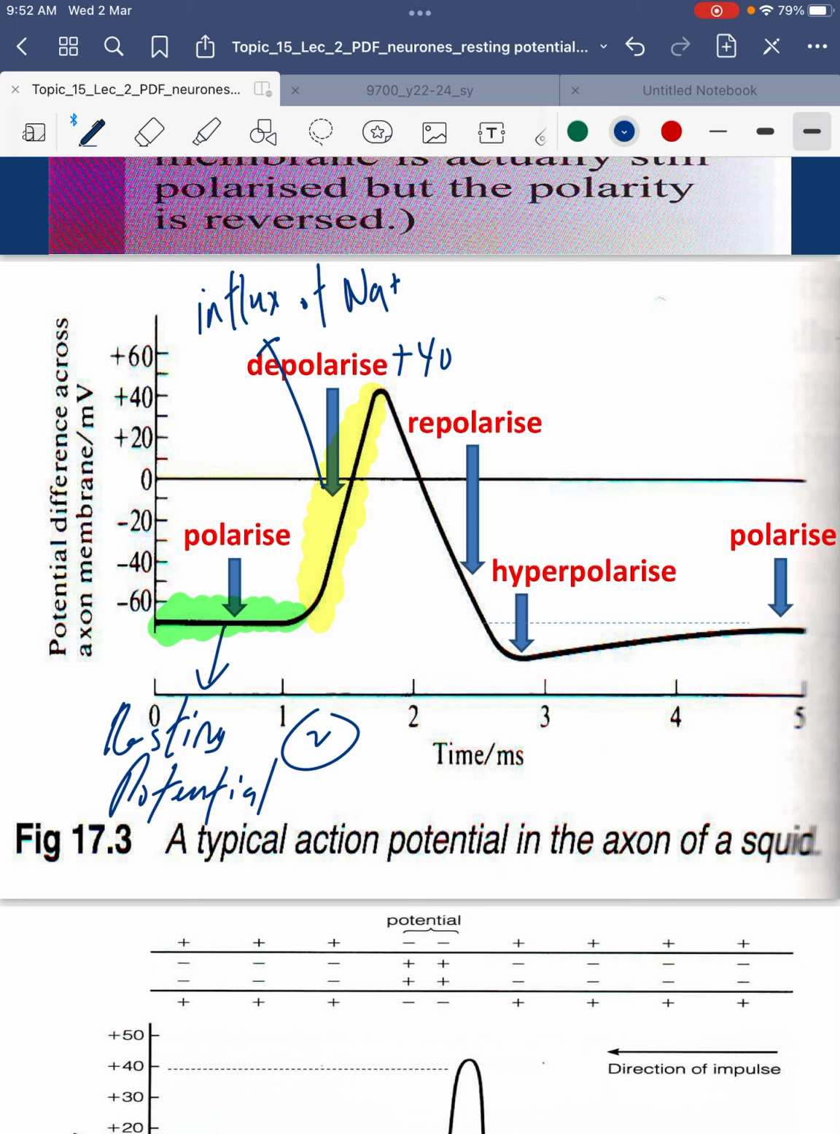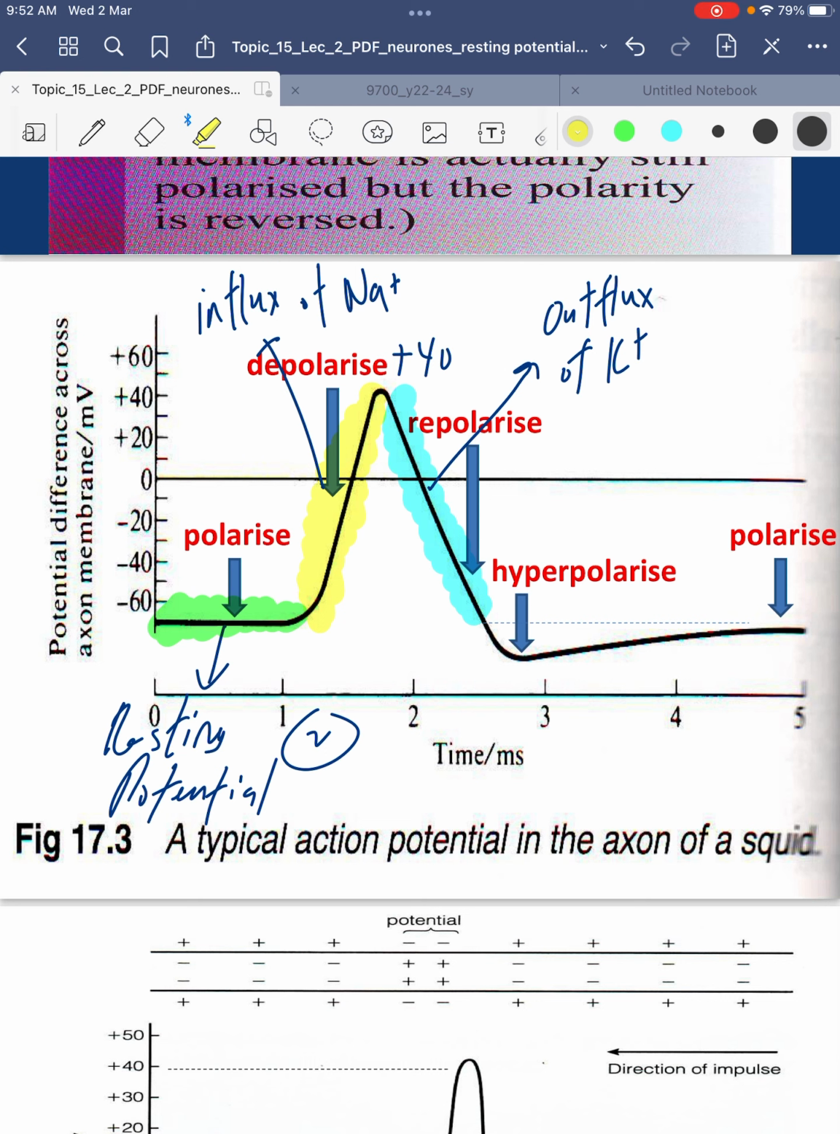Okay, and then you need to know again the reason behind this area here. What's the reason? It's going back to negative, down from plus 40. This is the outflux of potassium, meaning potassium leaves the axon.